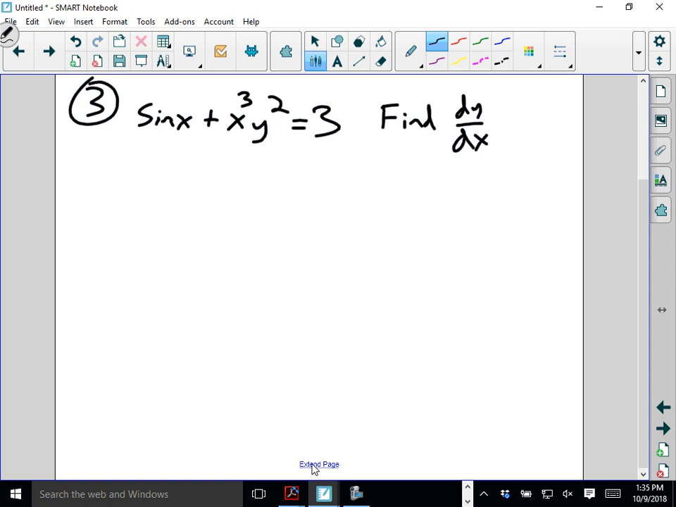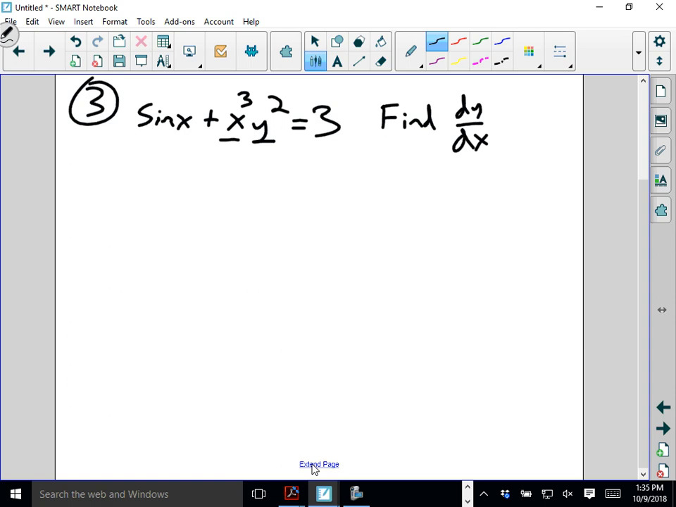I like to kind of anticipate what rules are coming. Sine x is going to be no problem. X cubed y squared, that's going to be a product rule, because I have a function x cubed times another function y squared. Derivative of 3 is going to be really easy. So here's what I get.